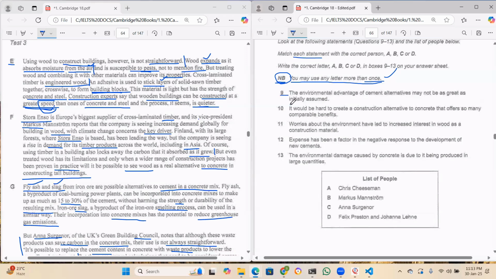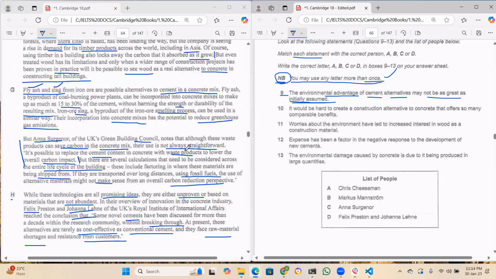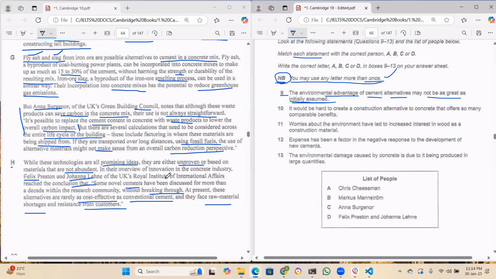What is the ninth question now? The environmental advantage of cement alternatives may not be as great as initially assumed. So how can this be answered? You should remember what you have read initially. Where did we read this? The environmental advantage of cement alternatives may not be as great as initially assumed. Someone said in the last paragraphs, I have read it somewhere. This one or this one. I don't remember.